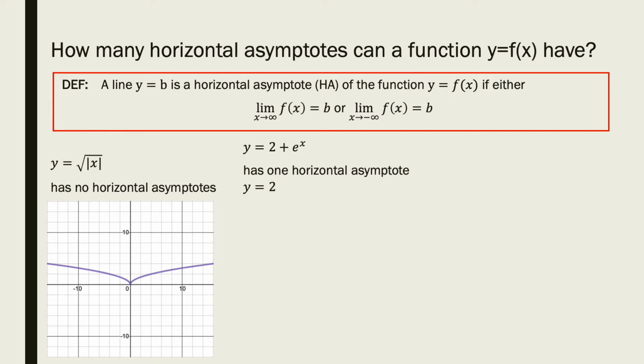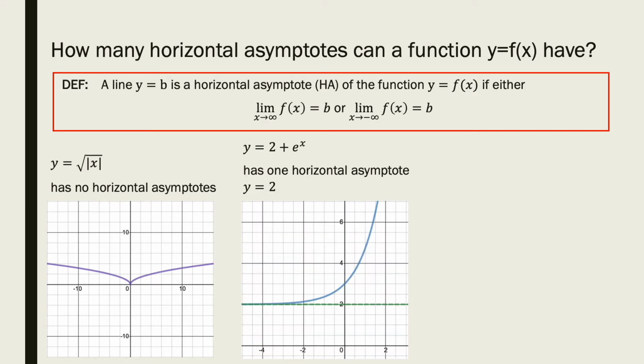But on the other side, as x goes to minus infinity, 2 plus e to the x behaves just as a constant too, because e to the minus infinity wants to behave as a constant 0, and 2 plus 0 is just 2. On this graph, you can see the blue line depicting e to the x plus 2, and the green dotted line just below it is our horizontal asymptote y equals 2.